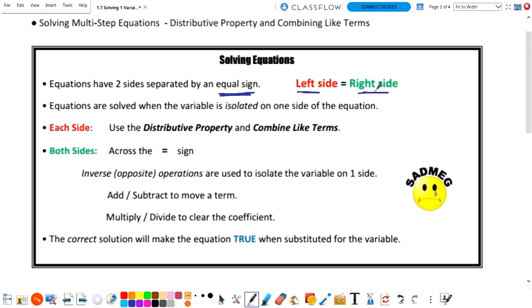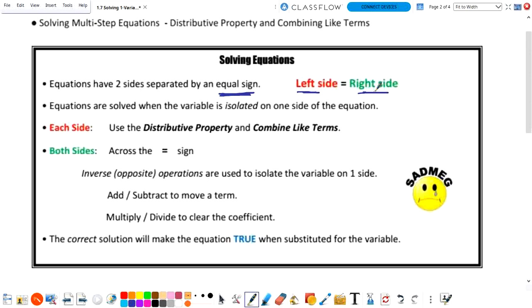Equations are solved when the variable is isolated on one side of the equation. So if we have variables on both sides, we need to combine like terms, move it to the other side, and then we can work on getting the variable by itself so we can solve for it. Okay, for each side, we're going to use the distributive property and combine like terms. And then for both sides, across the equal sign, right?